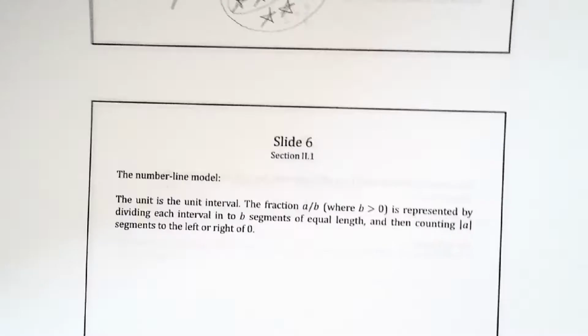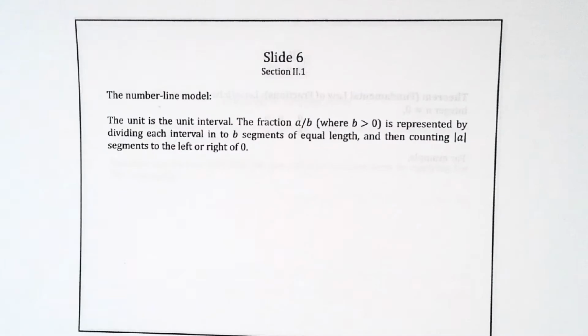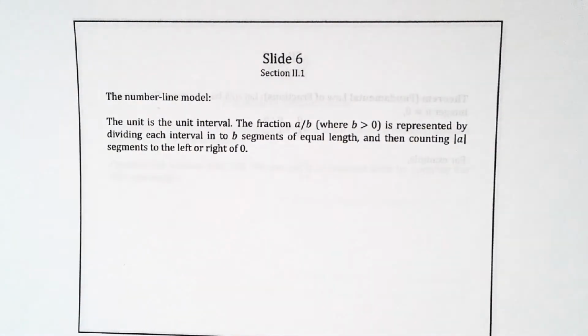Okay, and then last but not least, we have the number line model. Here the unit is the unit interval, for instance from 0 to 1. The fraction a over b, where b is supposed to be positive, but a could be negative or positive, is represented by dividing each interval into b segments of equal length, and then counting the magnitude of a segments to the left or right of 0.